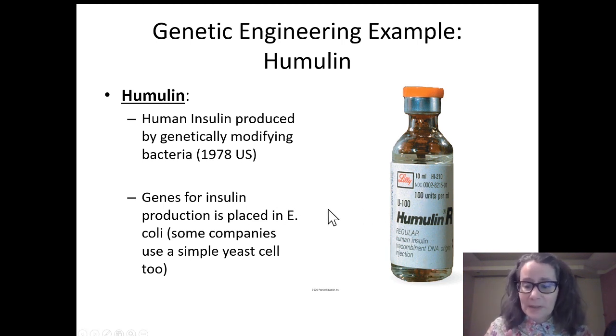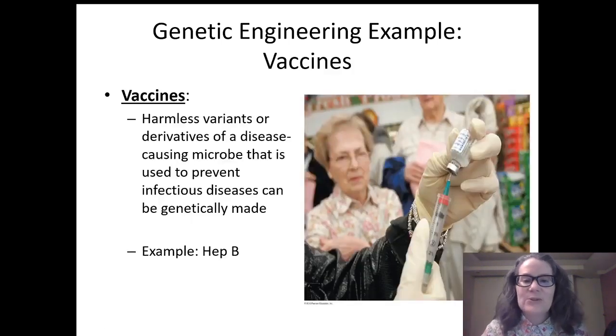And what was nice about Humulin over harvesting these pancreases from pigs and cows is that it was human insulin. So if you move the human gene for insulin into a new bacteria and then have it create this insulin for you, the nice thing is that it's actually human insulin. So there's less rejection and things like that. For this particular drug, lots more people can take it and have success taking it because it's the human form.